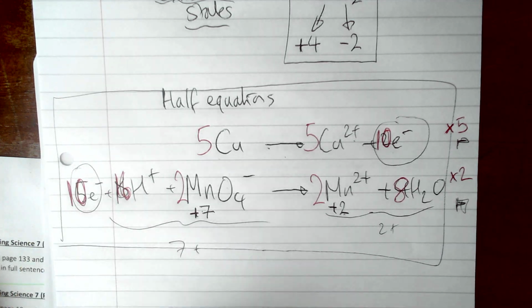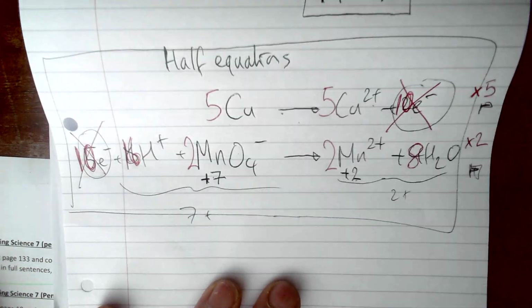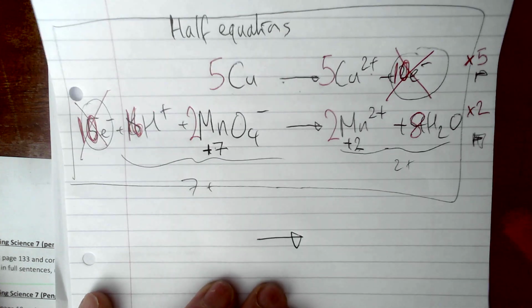So these electrons now cancel each other out. This is going to be the main thing we're doing today. We're going to cancel out these electrons. So the overall equation, I can now combine these two because the electrons cancel.